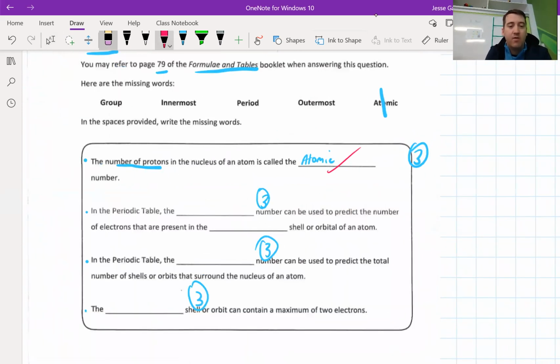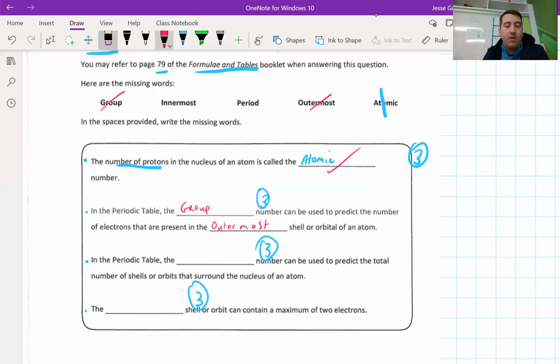So it says in the periodic table, I would say the group number. So the group number can be used to predict the number of electrons that are present in the outermost shell. Outermost shell of an atom. The next one, okay, so again, if you got some of them wrong, fix them and then see can you figure out the last 2. Okay, so you have another chance to pause and fix these now.